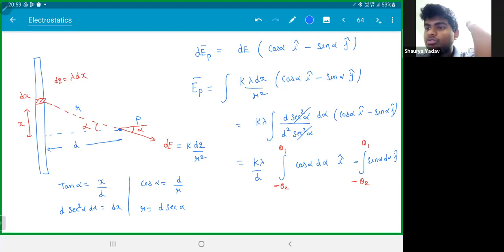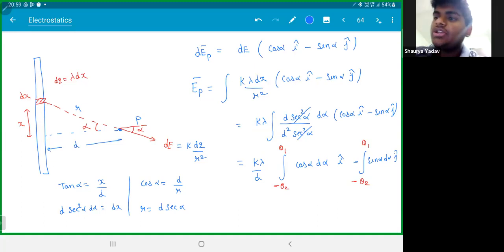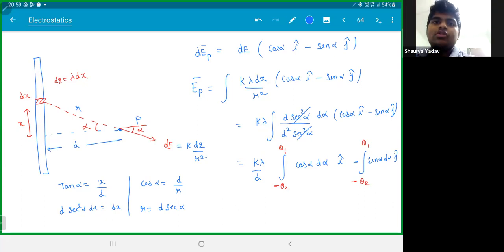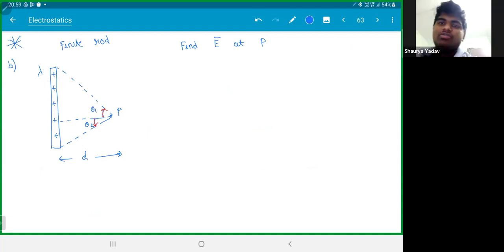Sir, we can do minus theta to 0, then double it. Can be. What? When applying limits in the integration, will it work to take minus theta to 0 and double it? So you mean to say theta 1 and theta 2 are both equal? Sir, it is going to infinity, so where is infinity going? Okay, finite.